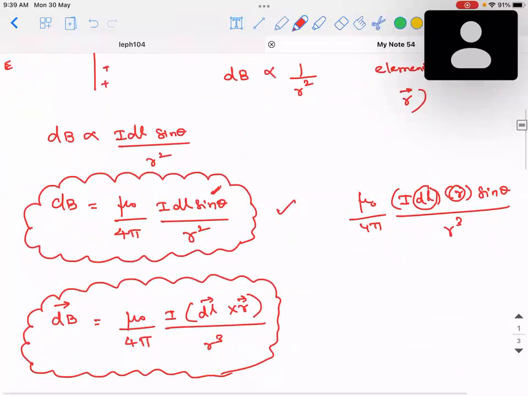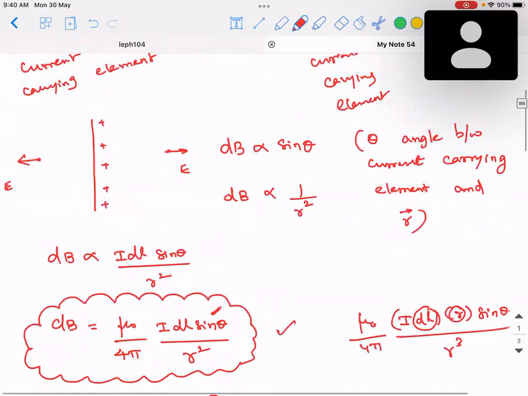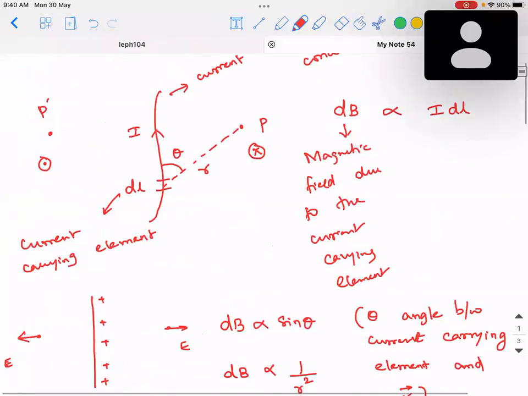Now we are supposed to validate this dl vector cross r vector. So I wrote the magnetic field dB, the dB vector which I have written in the second cloud. It is written for the point P. Correct? So at point P, what did we find out? The magnetic field is into the plane, correct? So that we validated using the right hand thumb rule.